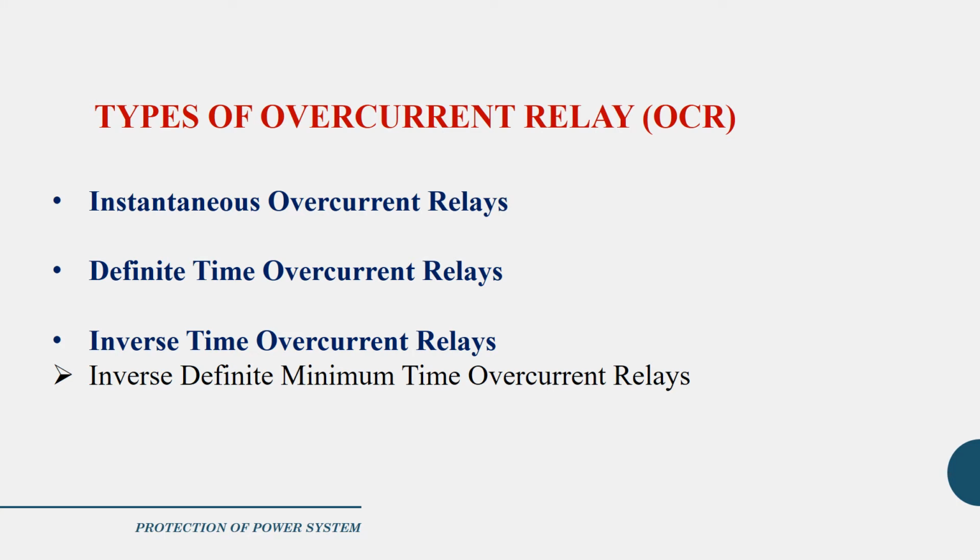Types of overcurrent relay. Depending upon the time of operation, the overcurrent relay can be classified into three: instantaneous type overcurrent relay, definite time overcurrent relay, and inverse time overcurrent relay. There is a special case of inverse time overcurrent relay which will also be discussed here, that is the inverse definite minimum time overcurrent relay. We will be studying them one by one.